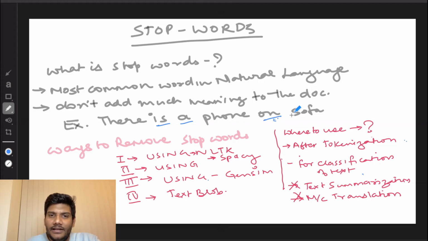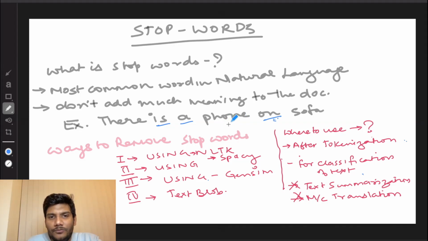Now just think of these three words, there, phone, and sofa. So we can get an idea, right? That there is a phone which is on sofa, right? So the main words here are there, phone, and sofa. And if we remove any of these words, we will be in trouble. Like we'll not be able to understand the context of the sentence.